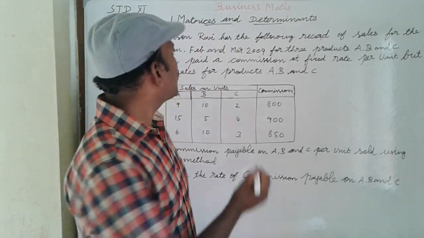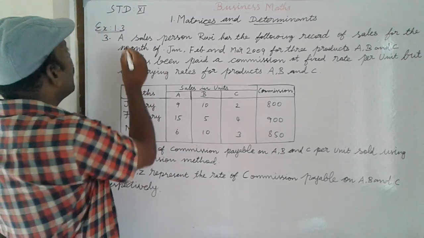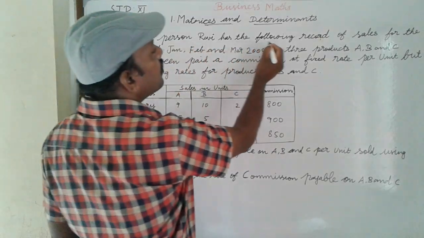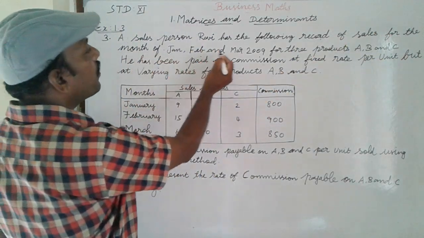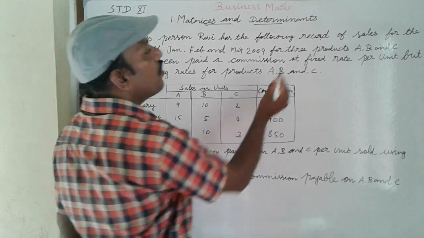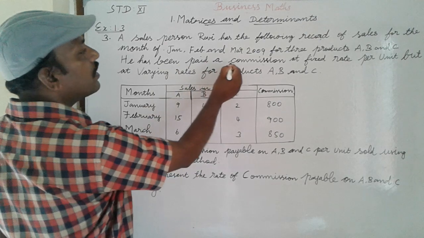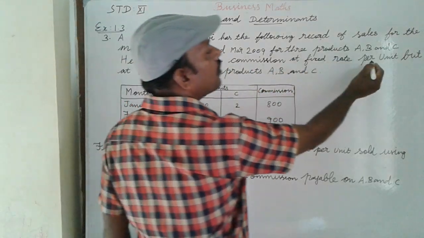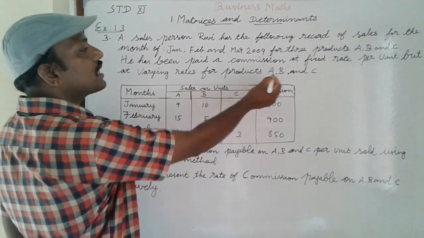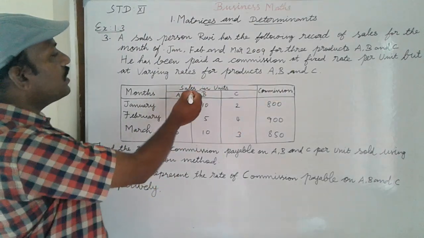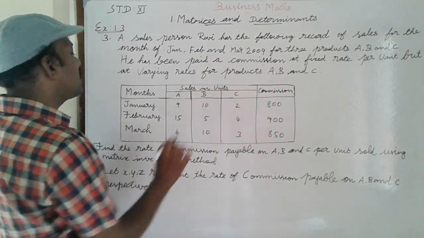Discuss maths first chapter, matrices and determinants, exercise number 1.3, third sum. A salesperson Ravi has the following record of sales for the months of January, February and March 2009 for three products A, B and C. He has been paid a commission at a fixed rate per unit but at varying rates for products A, B and C. Here the sales in units of A, B, C and the months' commission are given.